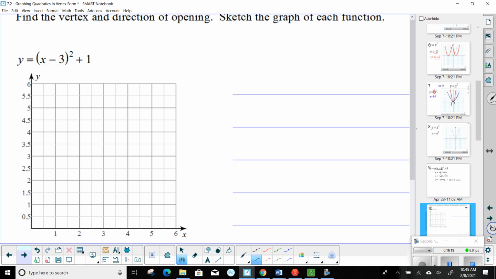First of all, the square right there, you never do anything with that. That's what makes it a parabola. That's what makes it a quadratic. So we know what shape it's going to be. It's going to be that parabola shape.